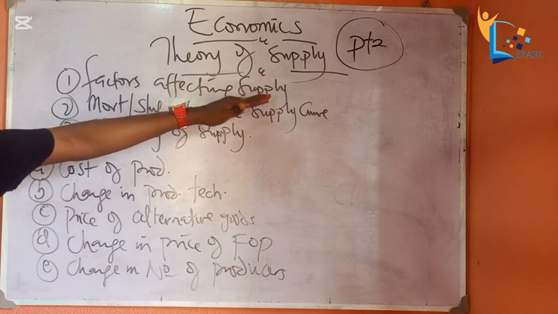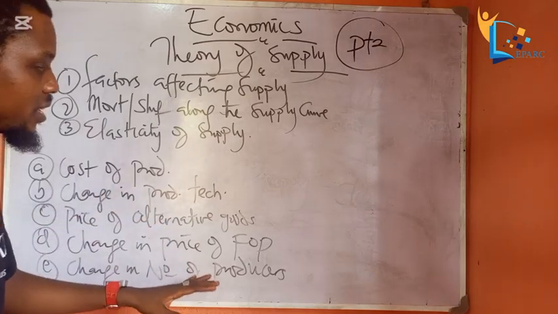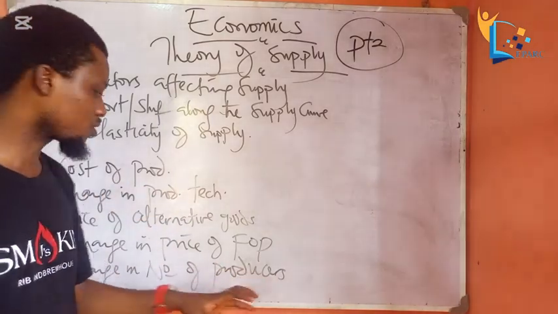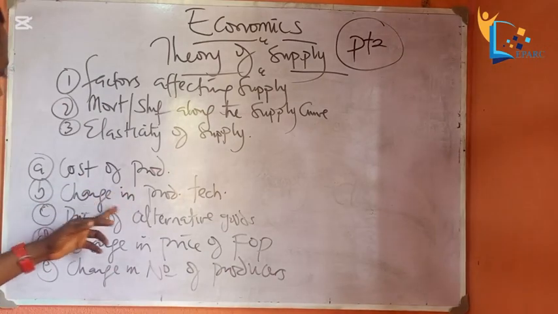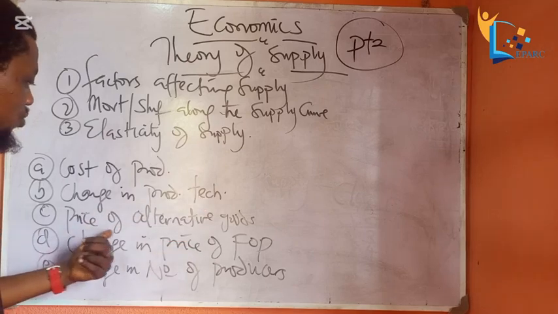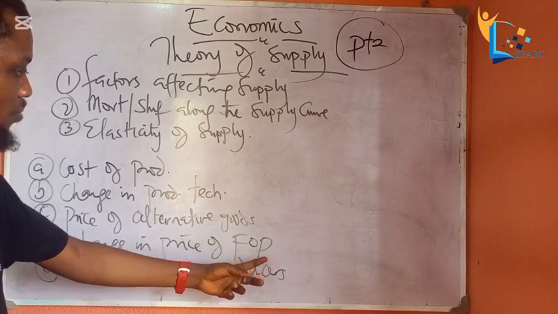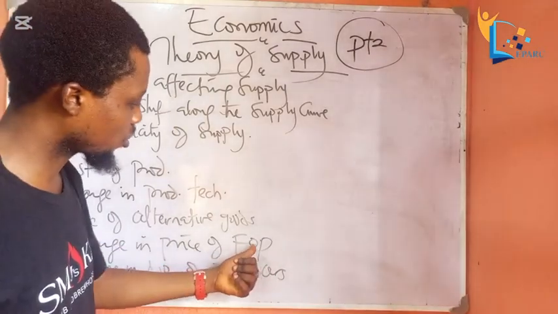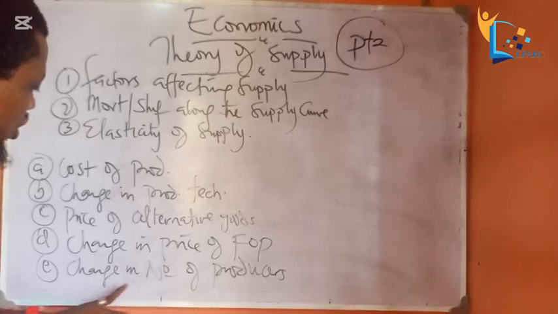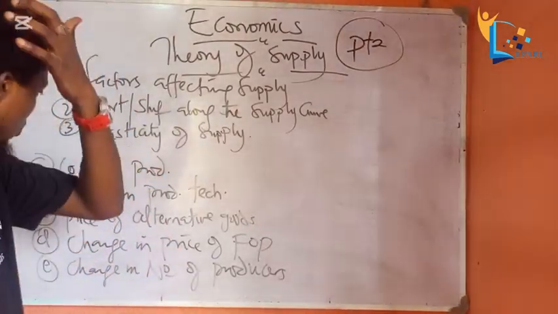When we talk about factors affecting supply, I've listed about 5 of them here. These are the 5 most important factors affecting supply. We have the cost of production, change in production techniques, price of alternative goods, change in price of factors of production (I just had to shorthand this), and change in number of producers.